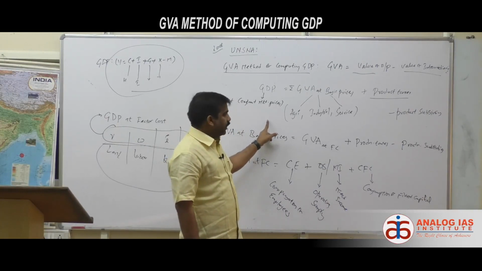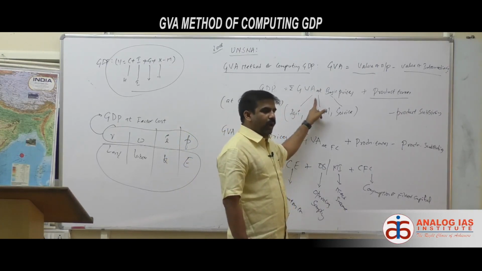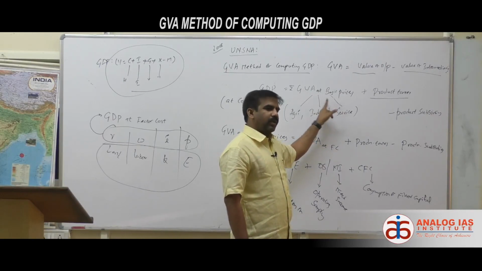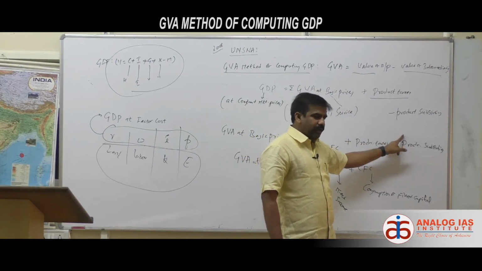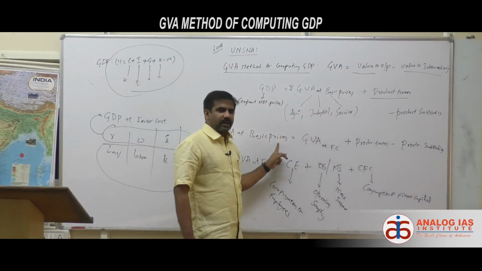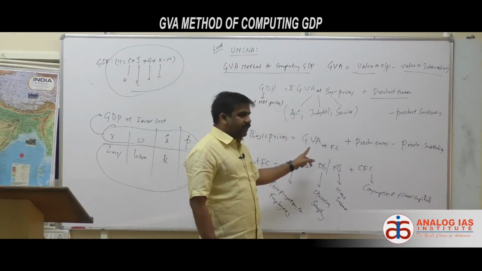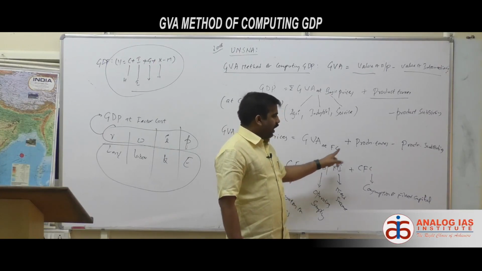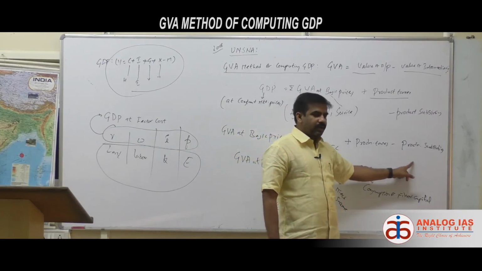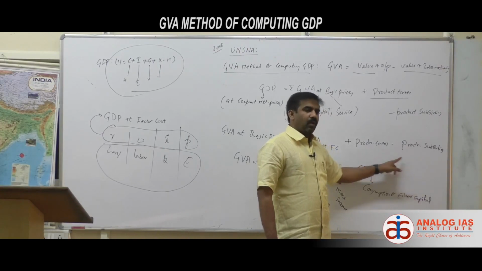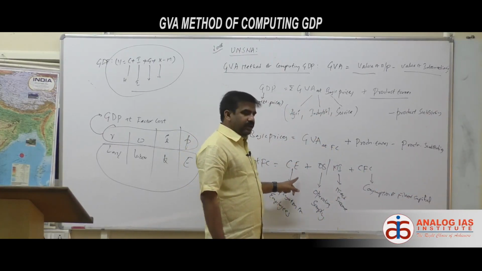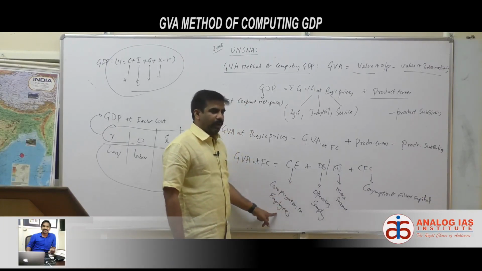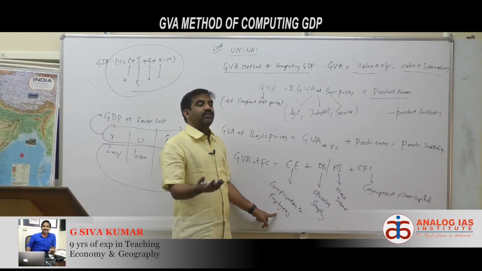How do we calculate it? By summing up gross value added at the basic prices from all sectors. To that we add the product taxes and subtract product subsidies. And how is GVA at basic prices calculated? It is simply taking GVA at factor cost, adding production taxes and subtracting production subsidies. And what exactly is gross value added at factor cost? It is simply given by CE, which stands for compensation of employees. You can remember it simply as wages.